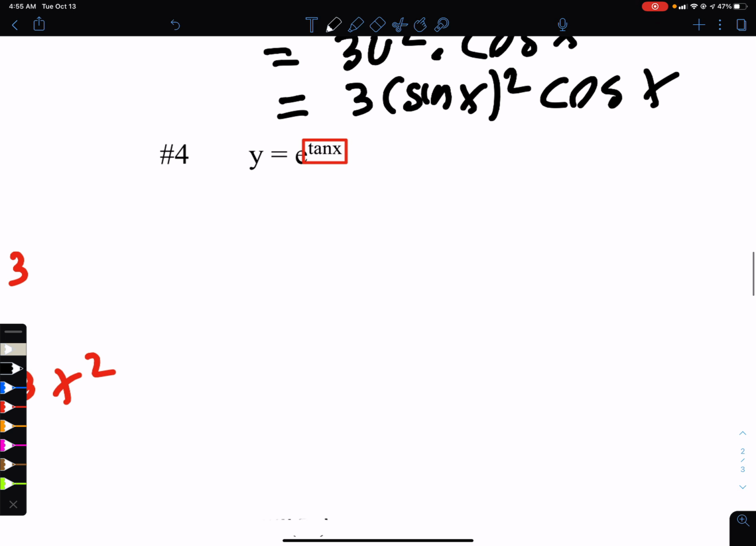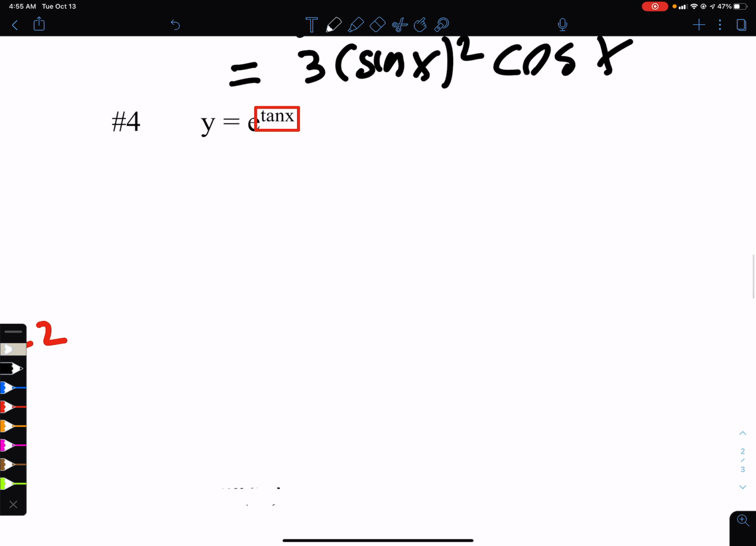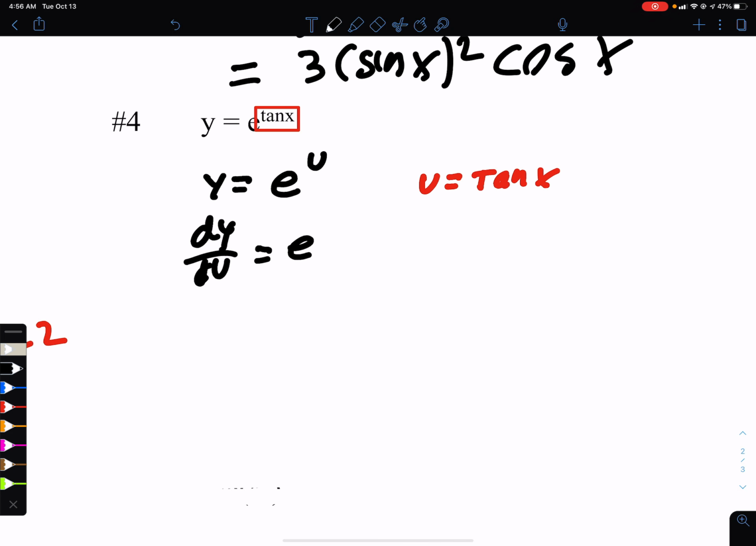Number 4. What will u be? If you see it correctly, u should be the inside function, which is tan x. What does that leave me? Since tan x is u, that's e to the u. I can find dy/du, I am my own grandpa, and I can find du/dx, which is secant squared x.